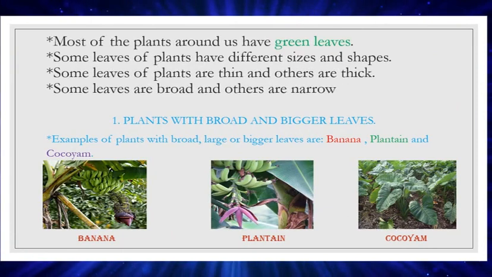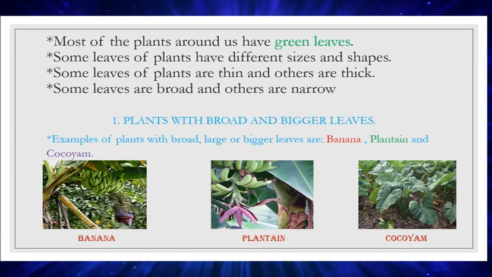Now, most of the plants around us have green leaves. You can see green leaves on a lot of plants. Some leaves of plants have different sizes and shapes. Remember, all plants do not have the same size and shape. Take note. Are we clear?